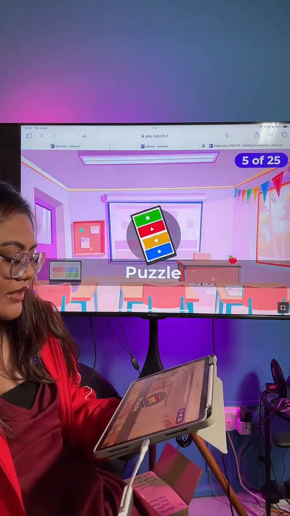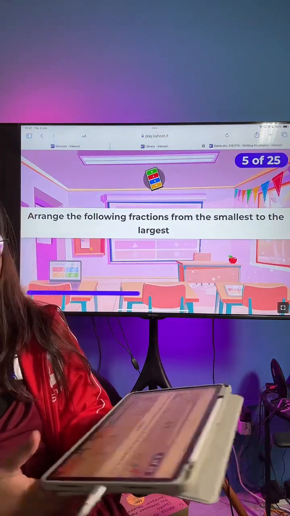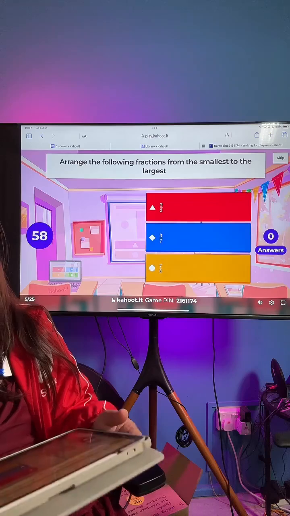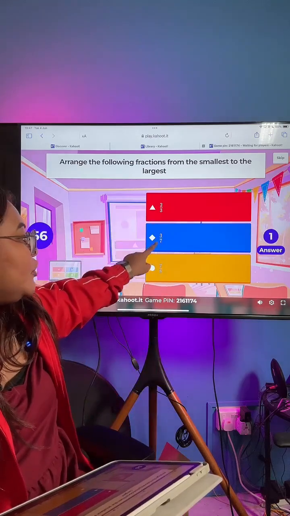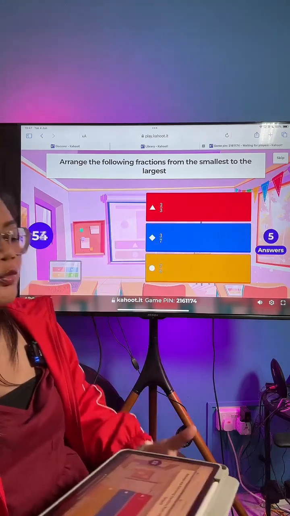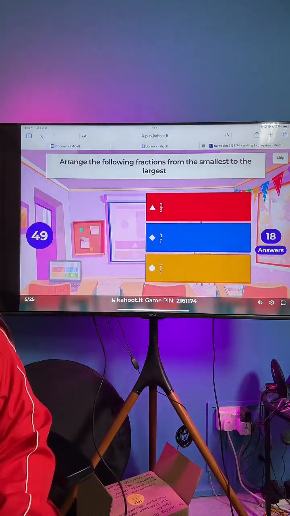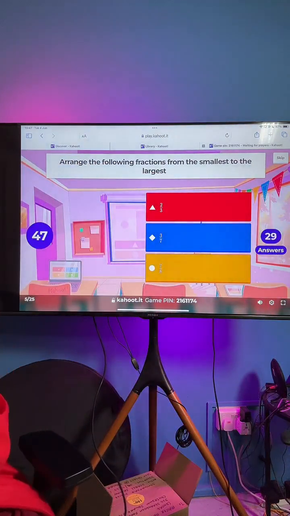Question number 3. This is a puzzle. I want to arrange the fractions from the smallest to the biggest. I have 2/3, 3 over 7, 7 over 8. If you can't see, it's 2/3, 3 over 7, 7 over 8.